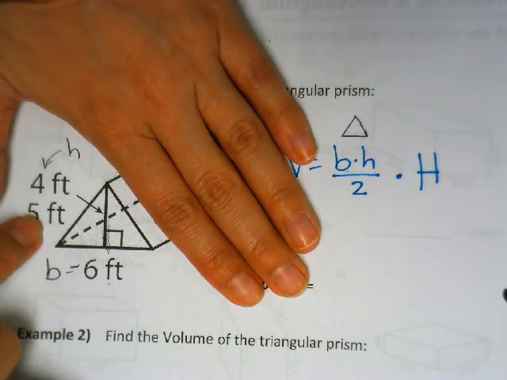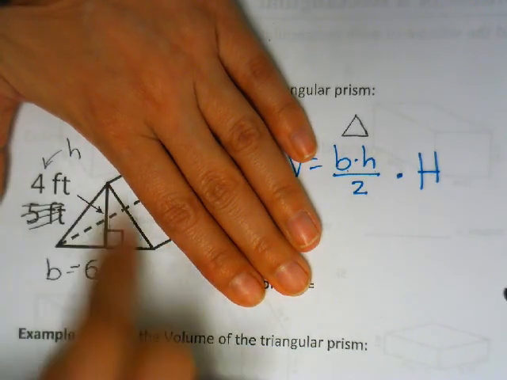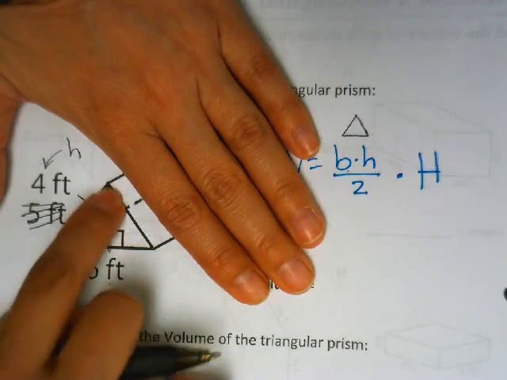The 5 is just there to confuse you. You'll need it for something else. You won't need it for volume. Okay. So I just looked at my triangle. My base is 6 and my height is 4. Does everybody understand that? Yes.